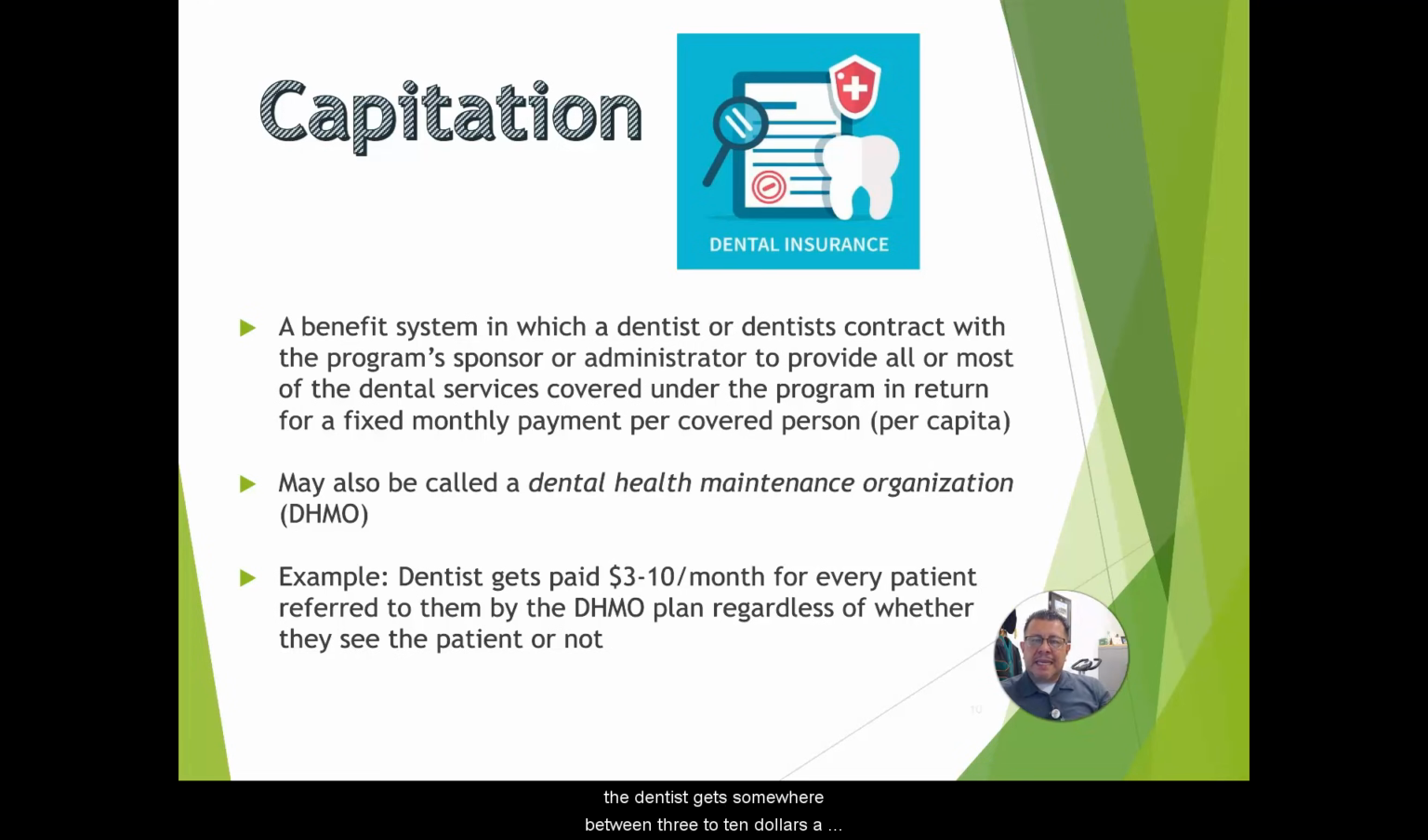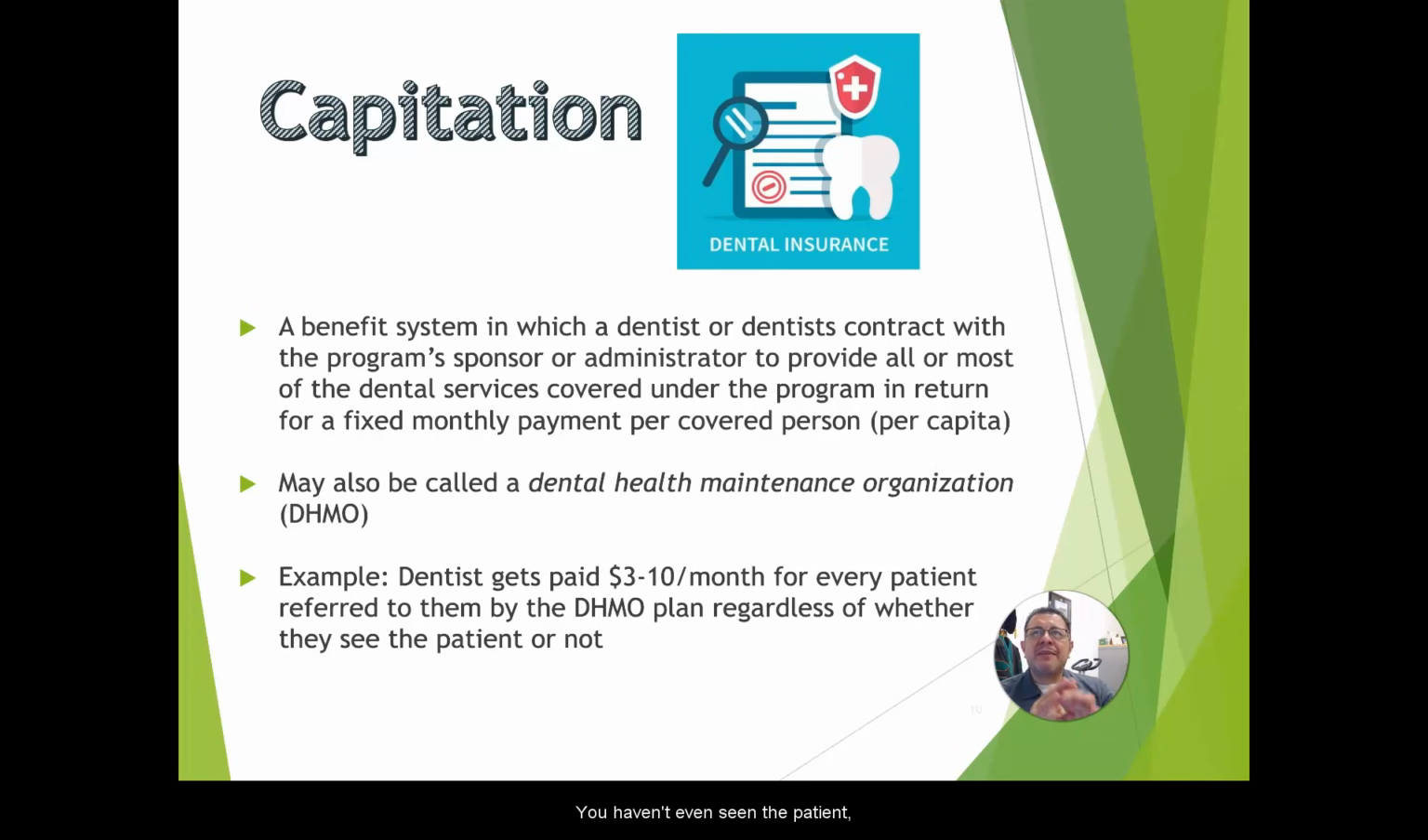The dentist gets somewhere between $3 to $10 a month for every single patient, okay, referred to them by the DHMO, regardless of whether they see the patient or not. So they're assigned to that office, to that doctor. Okay. So let's say you have a list and you're assigned 1,000 patients. Every month, the dentist is going to get, or the office is going to get $3 to $10 per patient for 1,000 patients. Now think about that.